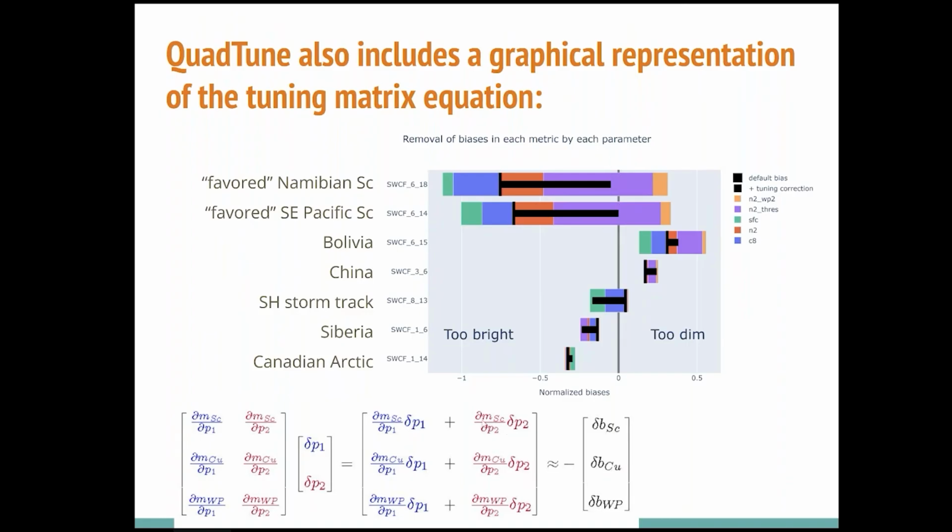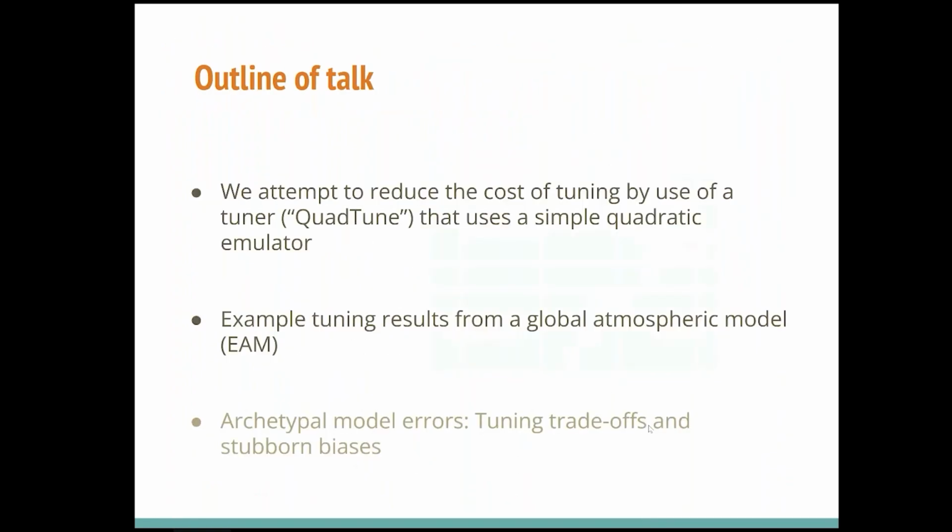But how do the parameters contribute to that bias removal? Well, we look at the individual terms. This one parameter maybe represents this blue bar here, C8. This one represents that parameter there. We can see that parameter is having a big influence, it's N2 thresh. And so we get a sense of which parameters really matter for which regions. This is just another example of a plot that comes out of QuadTune. The idea is that if you have a simple emulator, it's easy to make these matrix equations and then create visualizations.